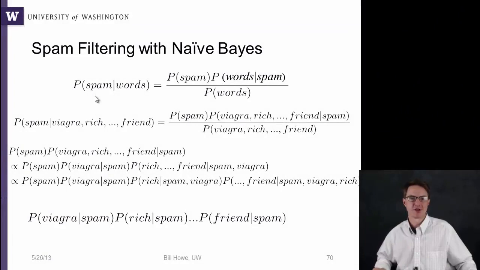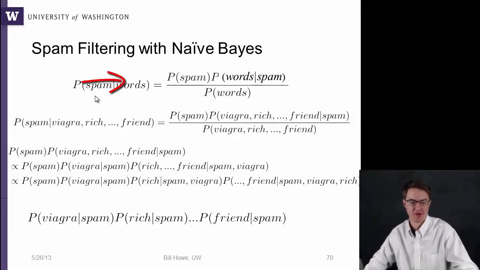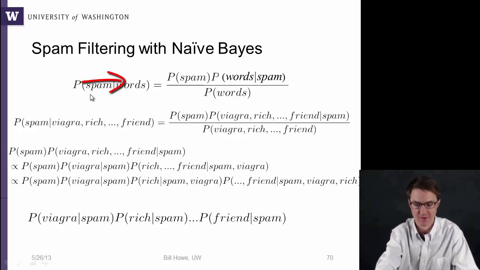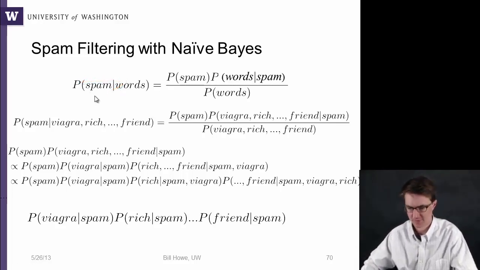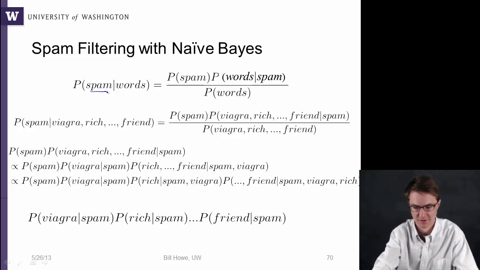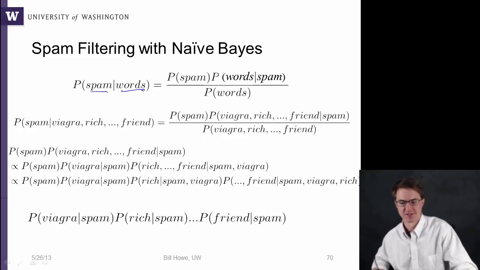Okay, so let's consider a classic application of Bayes' rule to a big data problem, which is spam filtering. Here our task is to determine the probability that an email message is spam, given the words in the email message.